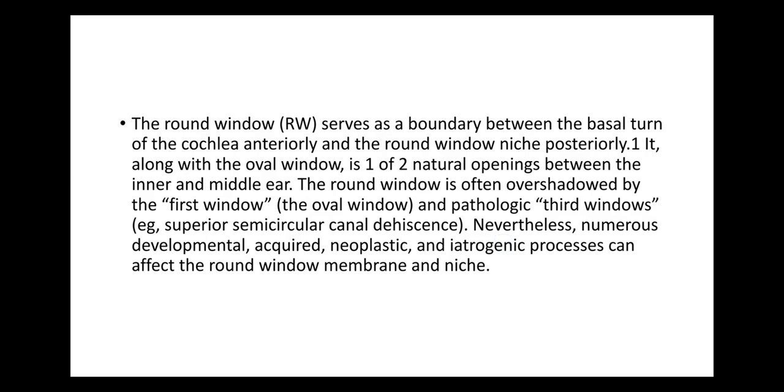The round window serves as a boundary between the basal turn of the cochlea anteriorly and the round window niche posteriorly. It, along with the oval window, is one of two natural openings between the inner and middle ear. The round window is often overshadowed by the first window, which is the oval window, and pathologic third windows, for example, superior semicircular canal dehiscence. Nevertheless, numerous developmental, acquired, neoplastic and iatrogenic processes can affect the round window membrane and niche.